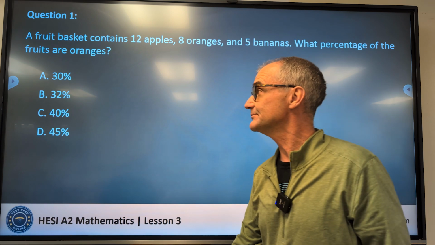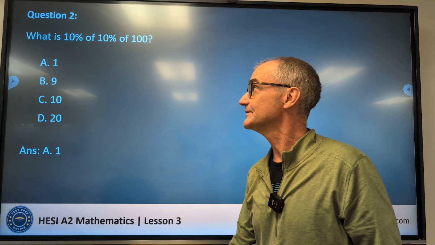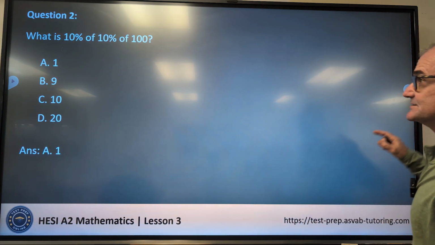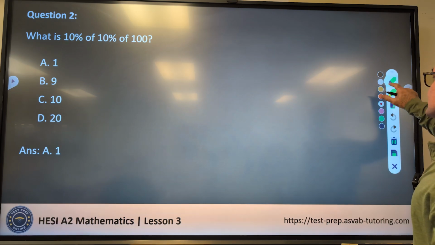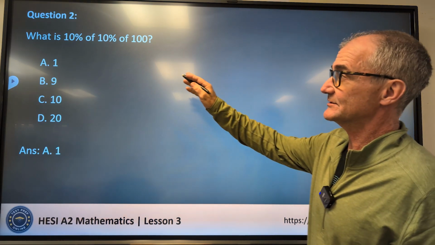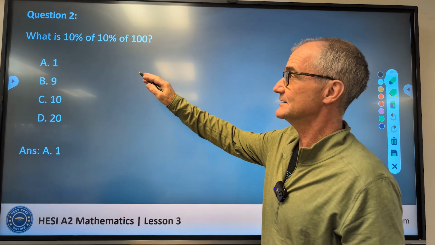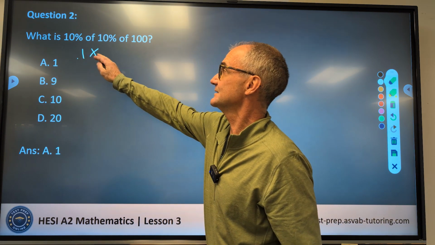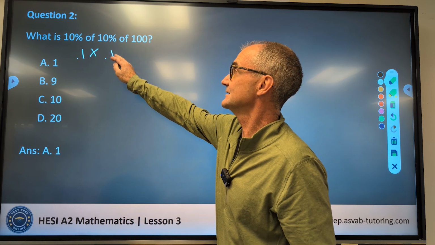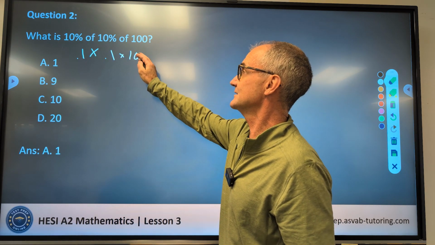Okay, next problem. What is 10% of 10% of 100? So the way we're going to do that is we could convert them to decimals. 0.1 of means to multiply. So 0.1 times 0.1 times 100.